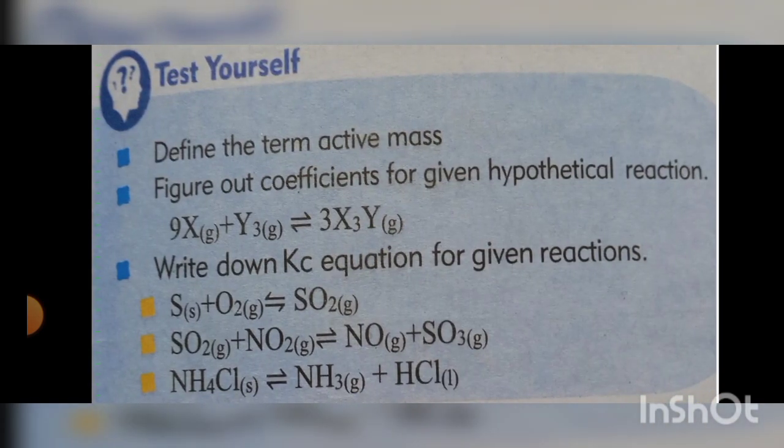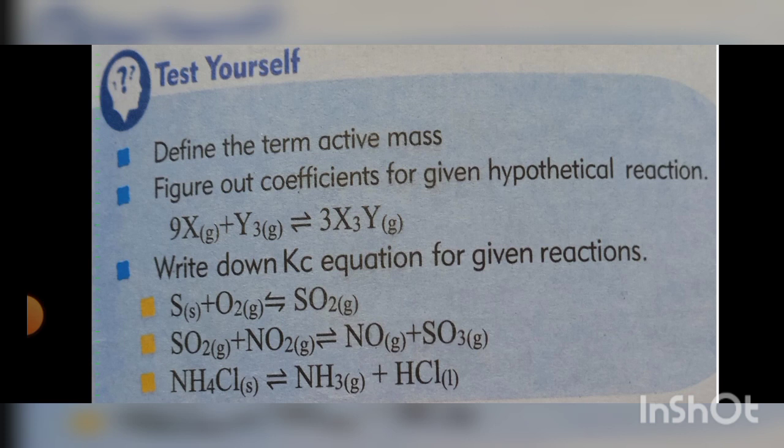This is the test that you have to take by yourself. First of all, what is active mass? I have told you the concentration of the reactants that are reacting to each other is known as active mass. You can also mention its unit. Secondly, you have to figure out the coefficients for the given hypothetical reaction. To solve the Kc equation, first of all you should know what the coefficients are as well as what the number of moles is.